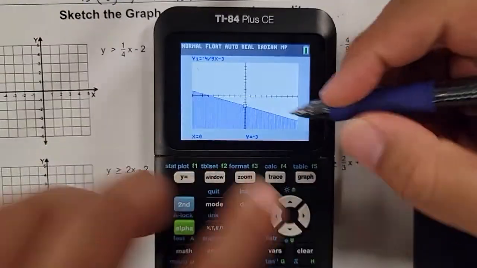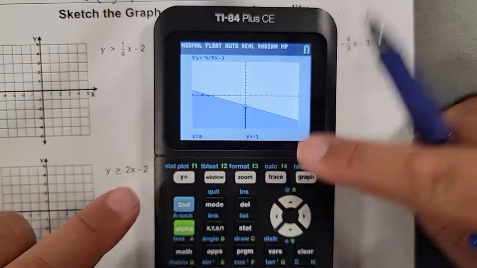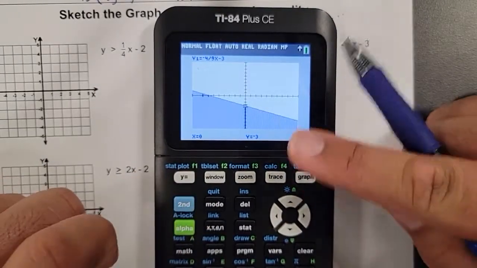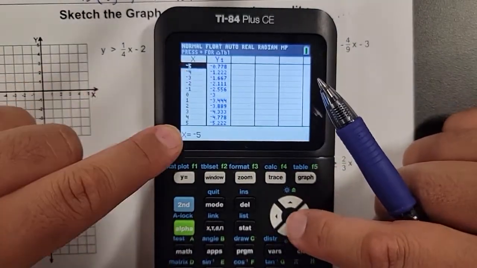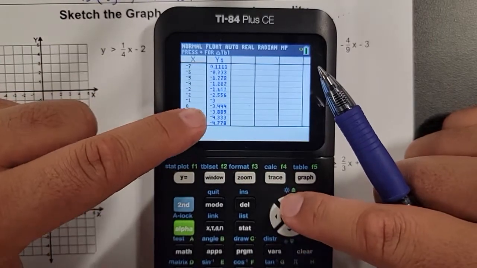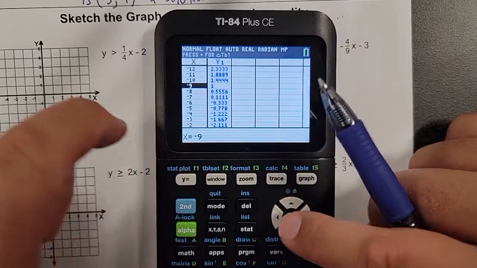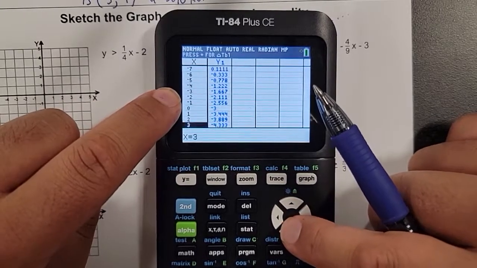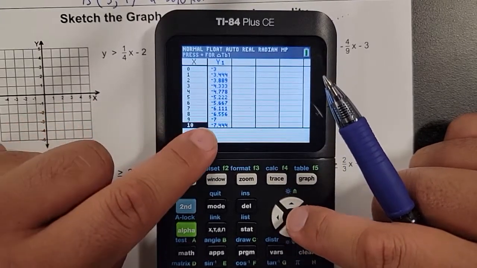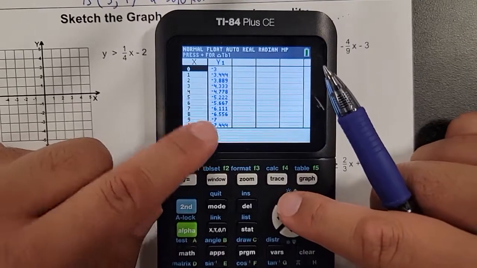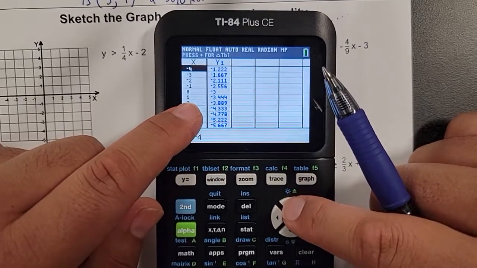Now, if I want to get some more points, there are no more whole numbers. Let me go to the table, watch this. Second table. From negative 5 to positive 5, it's all decimals, right? If I move up, I have to go all the way to the 9. Look, negative 9, 1. Over here, 9, negative 7. So these aren't really going to help.